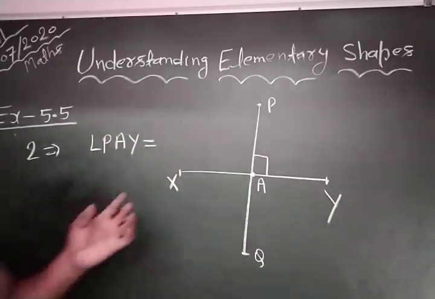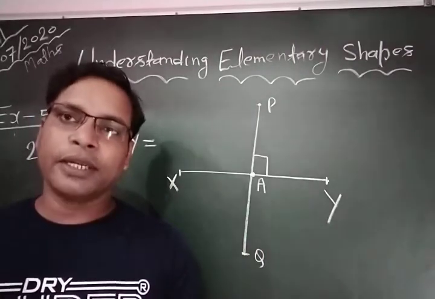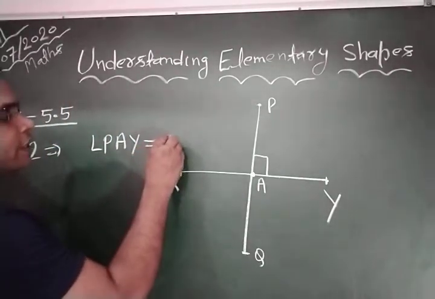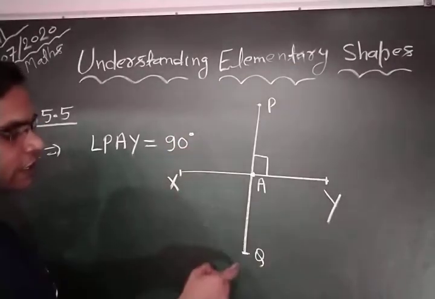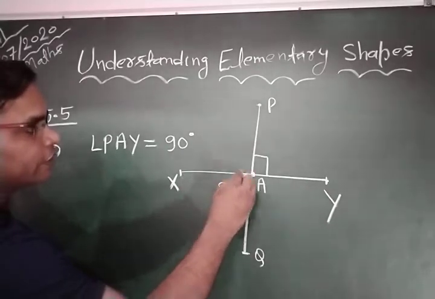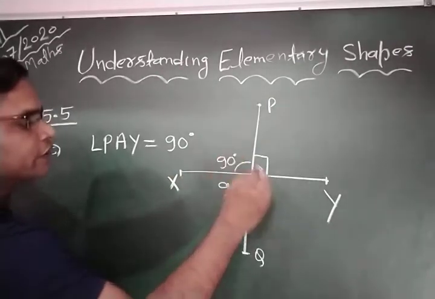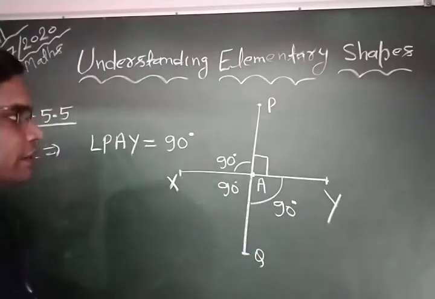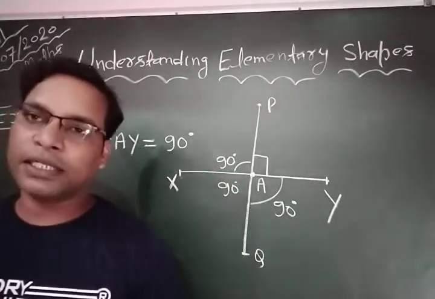Okay, because they are perpendicular, the angle between them is a right angle. Right angle means 90 degrees. So the angle PAY is 90 degrees. Also you can say the angle QAX is 90 degrees, and PAX is also 90 degrees, because they are perpendicular to each other. Each angle formed by both line segments is 90 degrees if they are perpendicular.